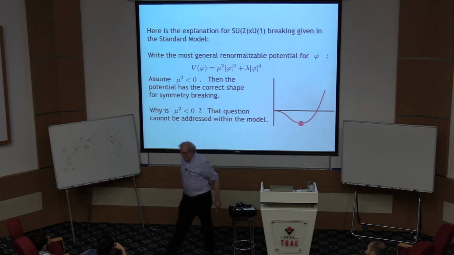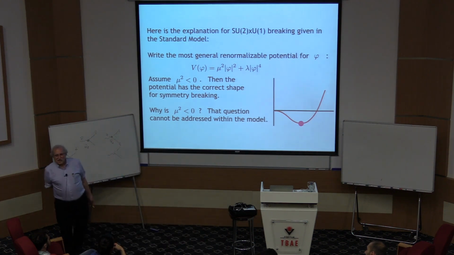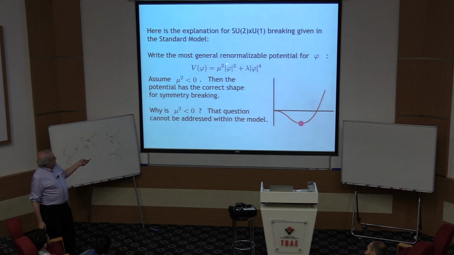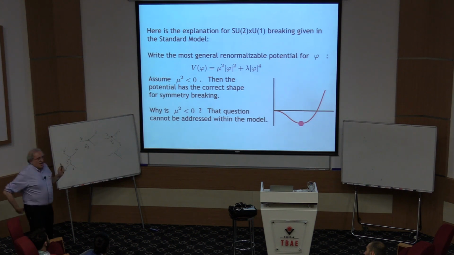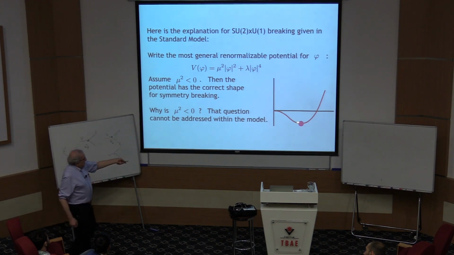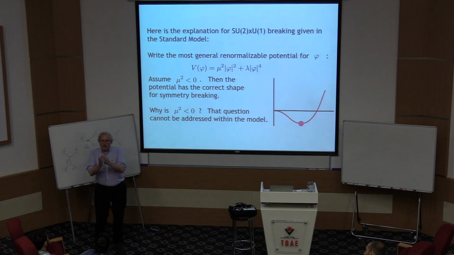Okay. So here's the complete explanation for SU(2) cross U(1) spontaneous symmetry breaking in the standard model. There is a field called phi, which is a doublet under SU(2). It has the quantum numbers of isospin a half, and hypercharge a half. The standard model is a renormalizable model, so I wrote down the most general renormalizable potential. Here it is. Now I assume that this parameter mu squared is less than 0. Then the potential has a shape like this, rotated around the axis, of course, with an asymmetric minimum. And once this minimum occurs at a value of phi equals 246 GeV, then all the rest of the experimental predictions that I've given you in these lectures follow.